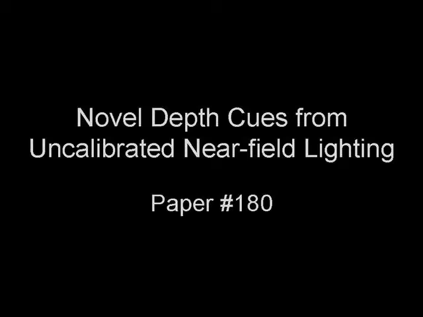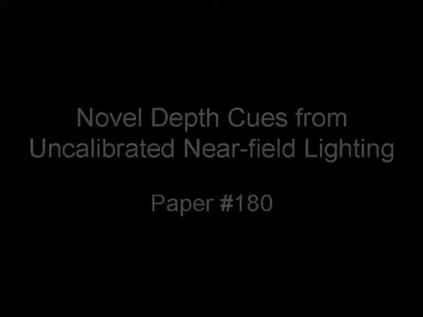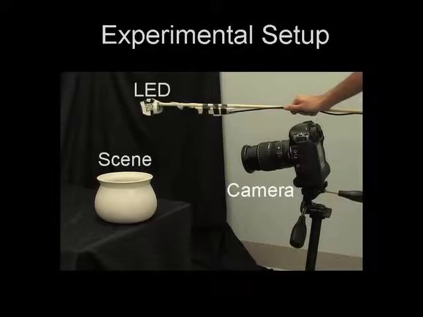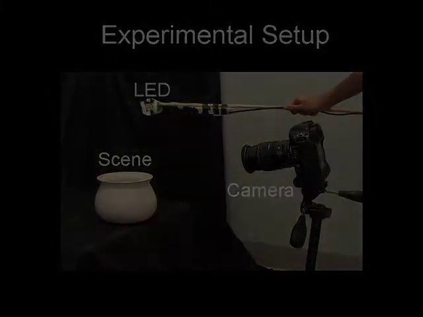Most vision algorithms assume distant lighting. In this paper, we investigate the depth cues that can be extracted from uncalibrated near-point lighting. Our experiments were done by hand-waving an LED point light source in front of a scene viewed by a camera. In all of our experiments, we do not have the 3D position of the light source.